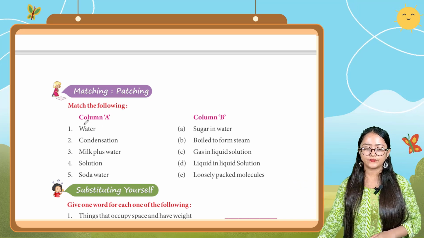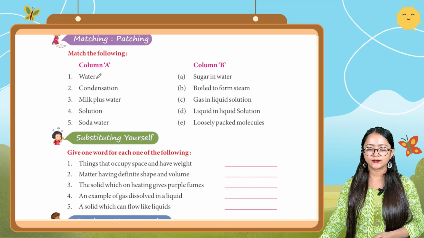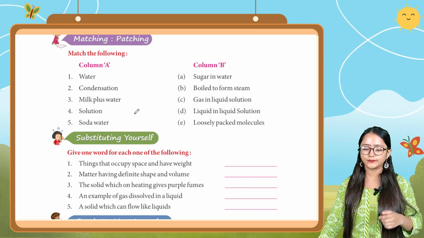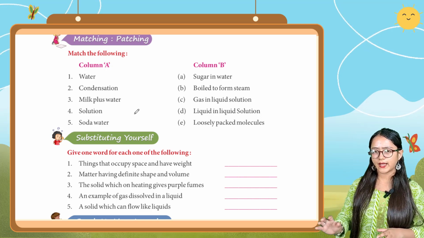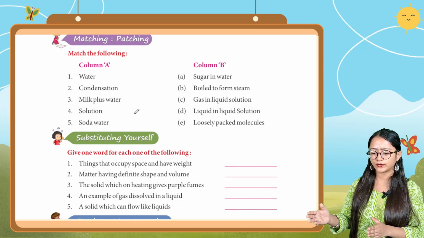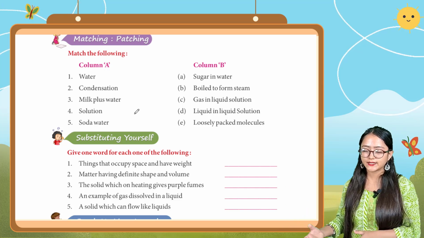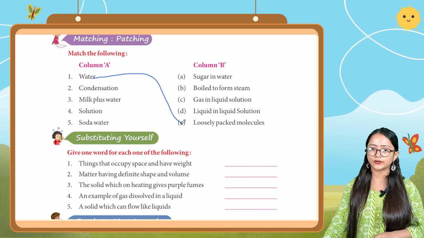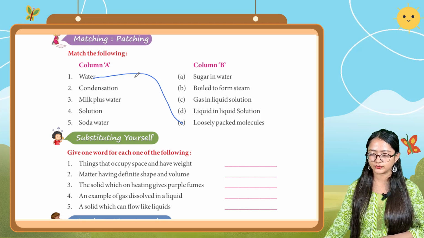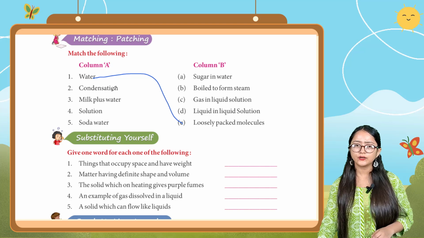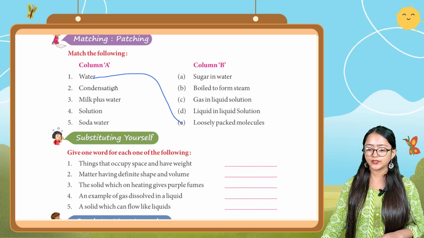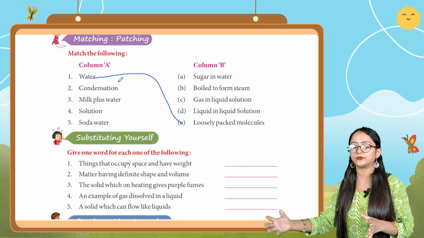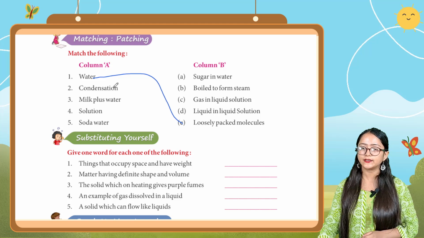Now comes the favorite one, matching. In this, column A is given and column B is given. The first one is water. Should water be matched with sugar in water, boil to form steam, gas in liquid solution, liquid in liquid solution, or loosely packed molecules? Water is matched with loosely packed molecules. Now the next one is condensation. Here we see that gas turns into liquid, so it will be matched with gas in liquid solution.